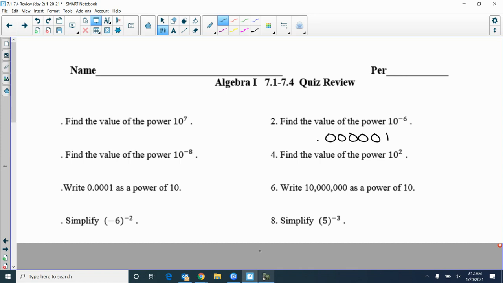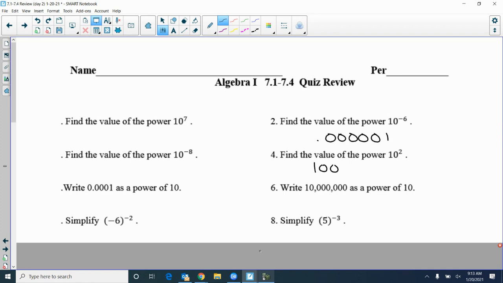Okay. So number 4, Amanda, what do you got for that one? 1,000. Because you just put 2 zeros on the end of 1. Now think about it. What's 10 times 10? 100. It's gotta be 100.